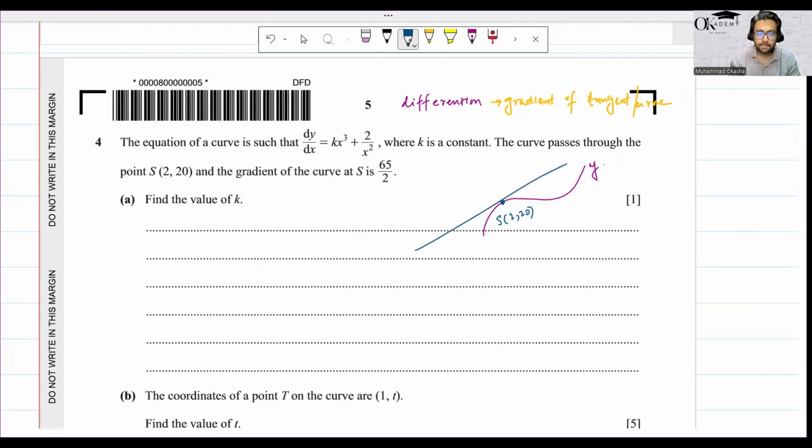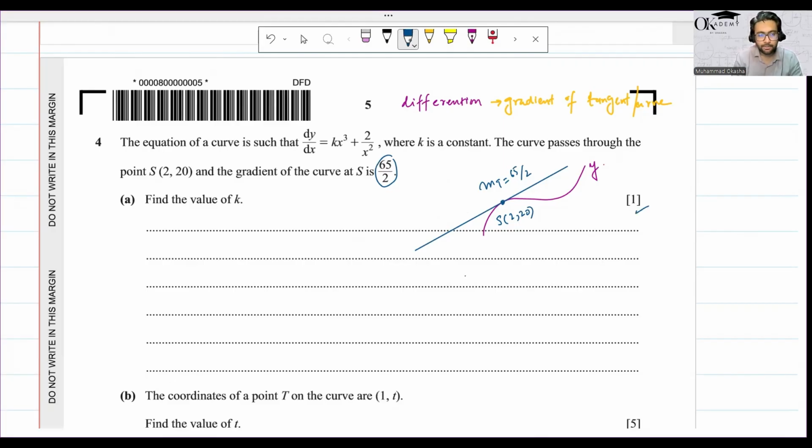Let's say there's a tangent that is passing through it. And when I say the gradient of the tangent is 65 over 2, m_t equals 65 over 2, what it essentially means is that dy by dx at x equals 2 is 65 over 2. You can not write it if it scares you too much. I think this should be enough. Right, so find the value of k.